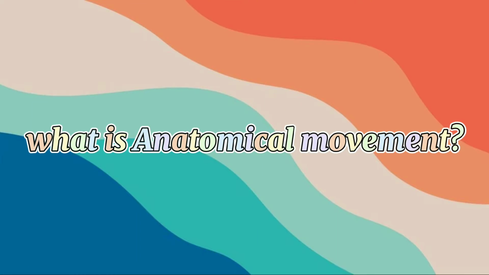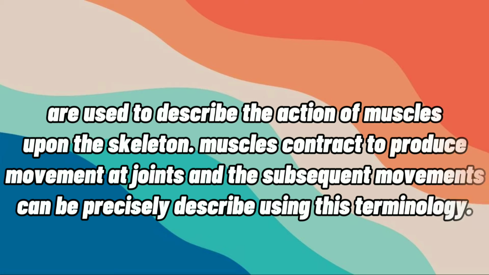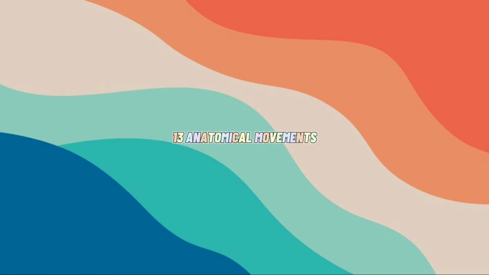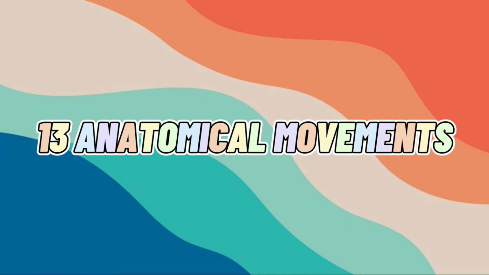First things first, let us define what is anatomical movement. Anatomical movements are used to describe the action of muscles upon the skeleton. Muscles contract to produce movement at joints, and the subsequent movements can be precisely described using this terminology. These are the 13 anatomical movements.